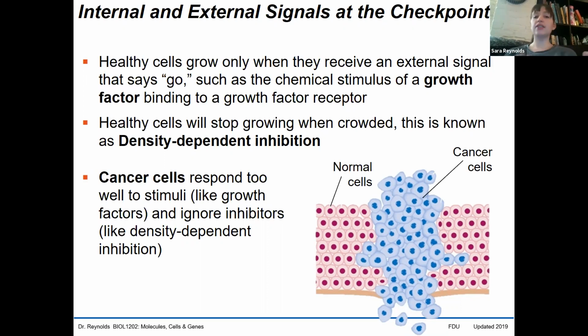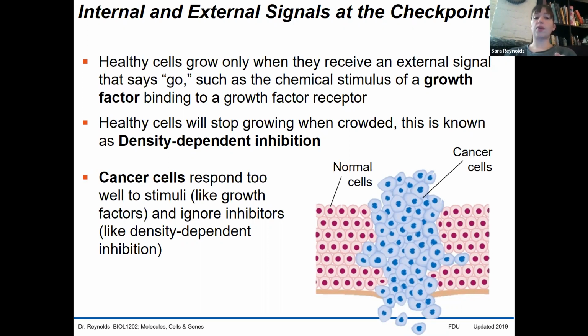Now, healthy cells only receive this signal when you have the actual production of chemical signals that are growth factors. Healthy cells are going to stop when they become crowded. Unless you're actually growing in size as an organism, there's not going to be enough space for them. They're going to stop. It's called density-dependent inhibition. So as it becomes very dense, there's an inhibition.